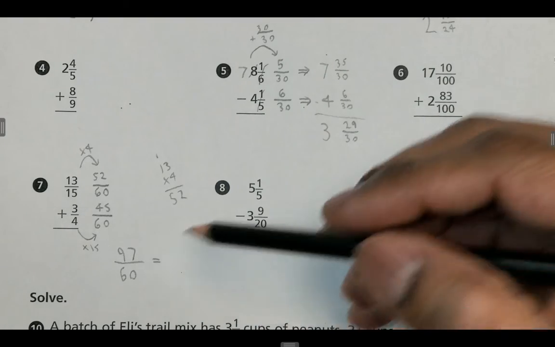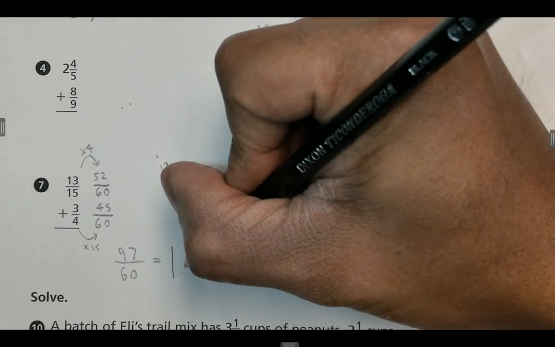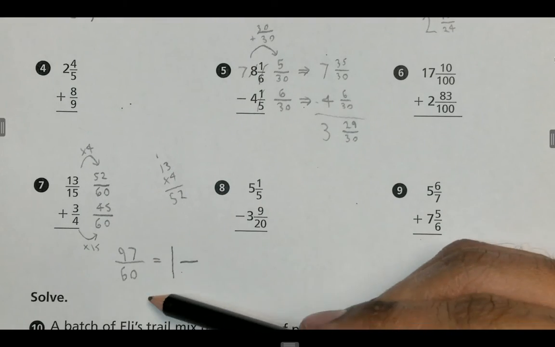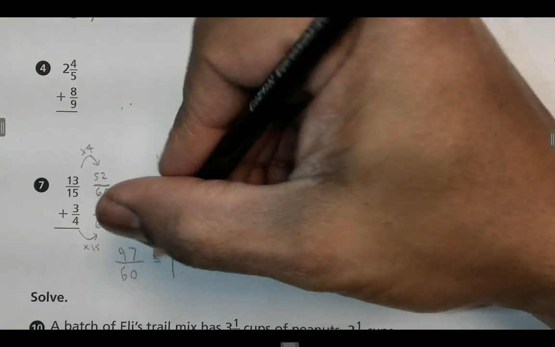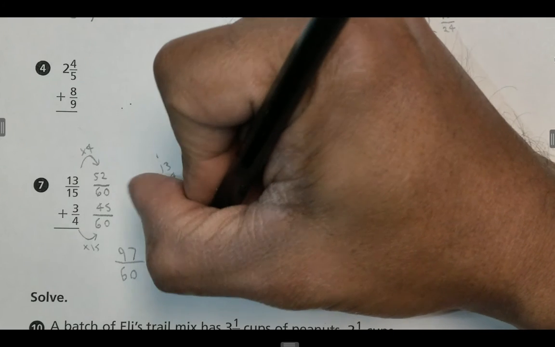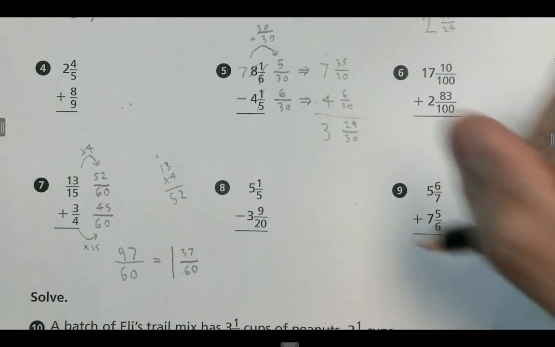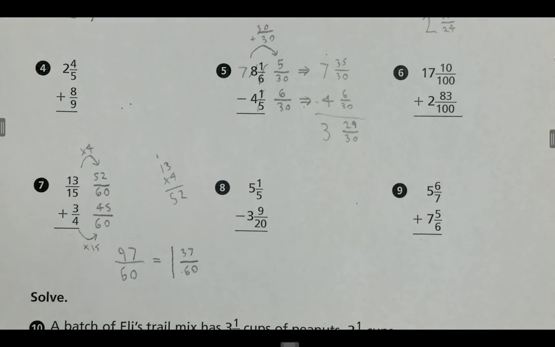97 over 60 is improper. 60 goes into 97 how many times? 1. The leftover amount, or the difference between 60 and 97, is 37. And the denominator remains the same as 60. Our final answer is 1 and 37 over 60.